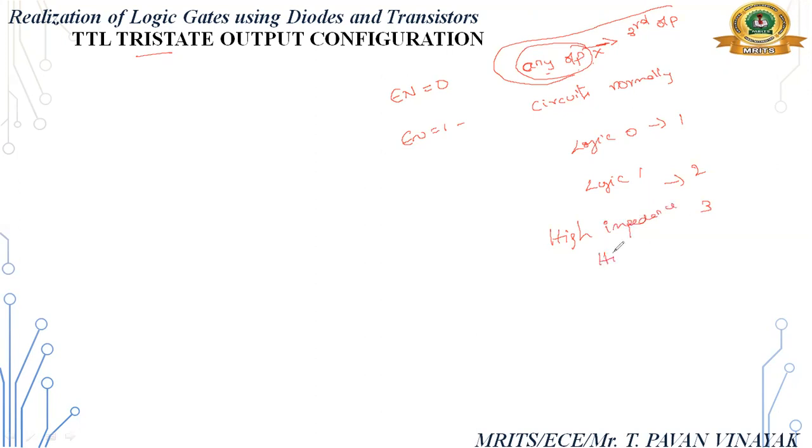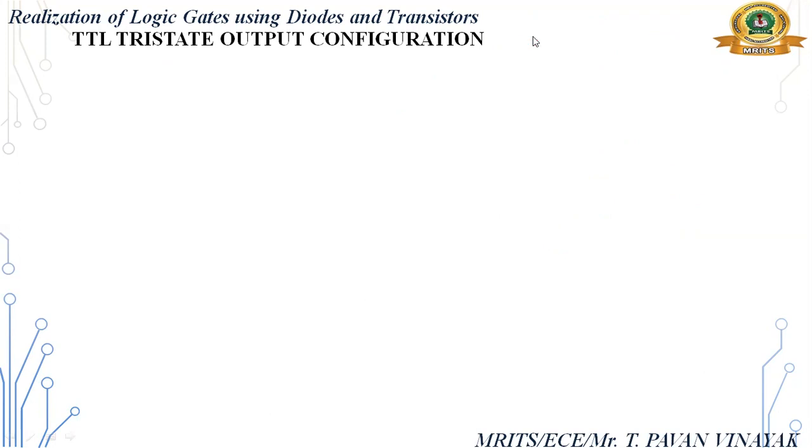That output is called high impedance, HI-Z. We call it high impedance. That is the third output. It means whenever enable is 0, the circuit goes to the high impedance state. In the high impedance state we don't get any output.